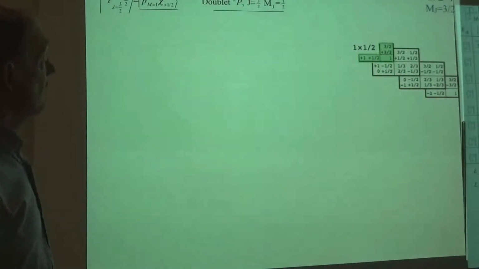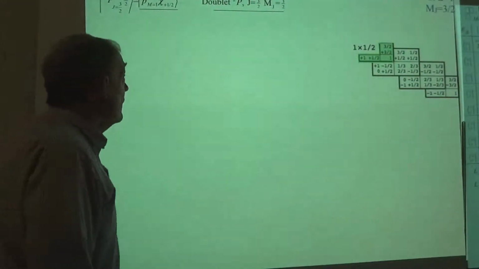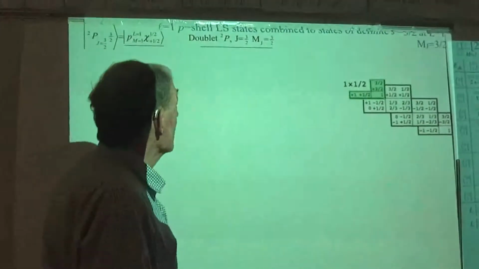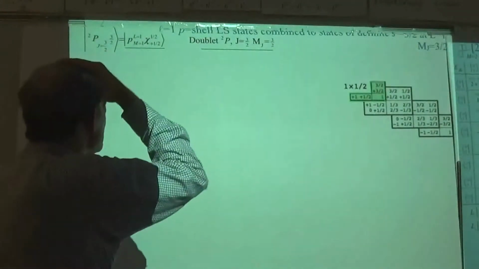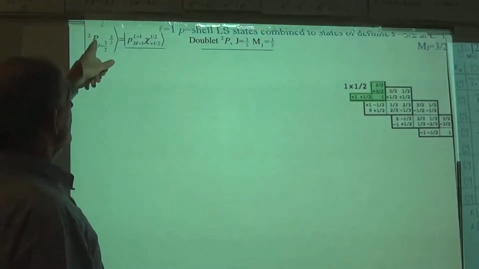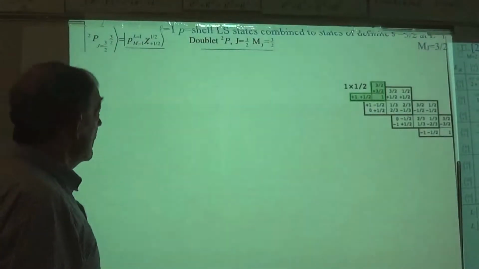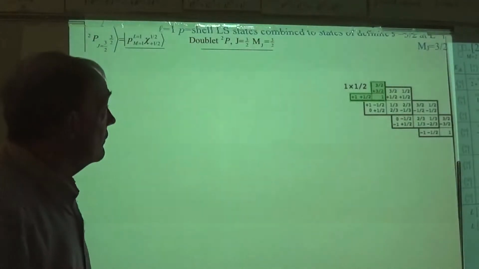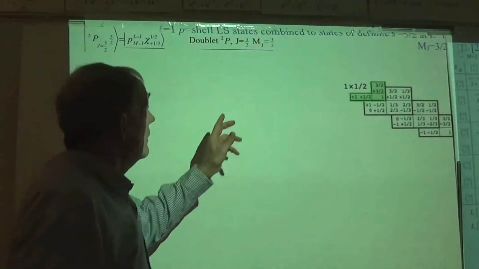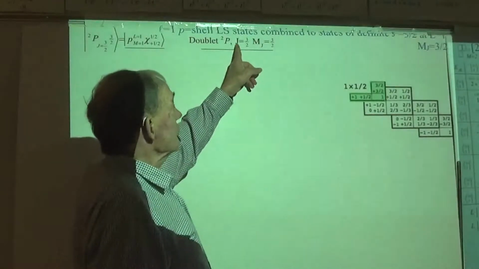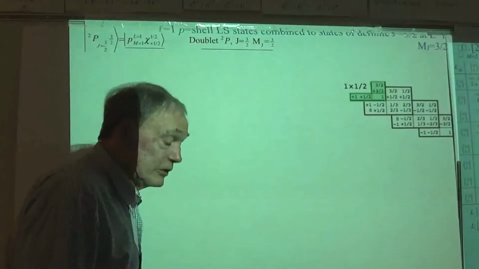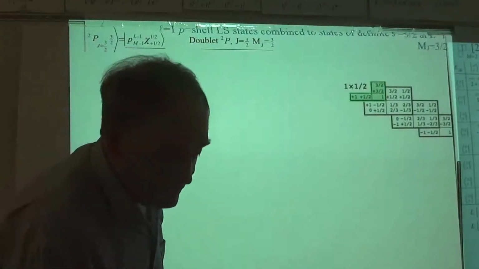Okay, then the thing that we haven't been doing here is 1 cross a half, the easier, smaller Clebsch-Gordan coefficient. The thing that has to do with the doublet P. Starting with 3 halves, that's the best it can do. 1 plus a half is 3 halves Z component. So the total J is 3 halves now, and the Z component is also 3 halves.